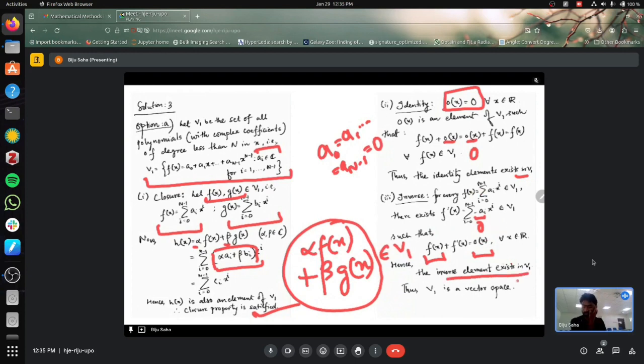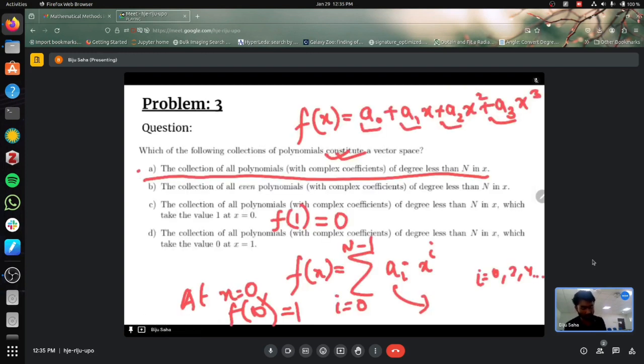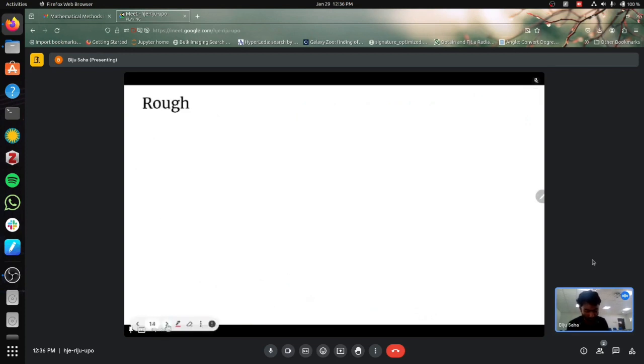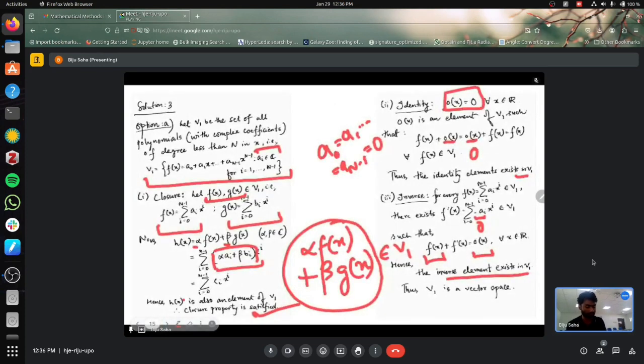So we have checked that all of these conditions are met, even for this subset defined by the first statement. That confirms that the collection of all polynomials of degree less than n is indeed a vector space. Similarly, you can repeat this for b, c and d by taking even polynomials and imposing the c and d constraints on the polynomial, and check whether it forms a vector space by following the same three criteria.